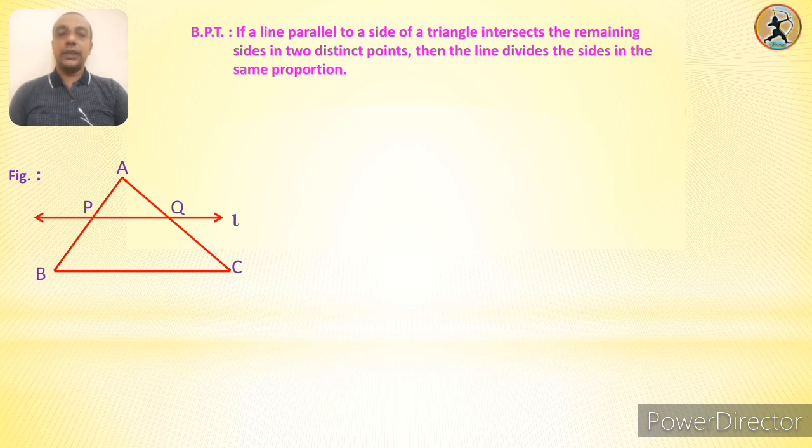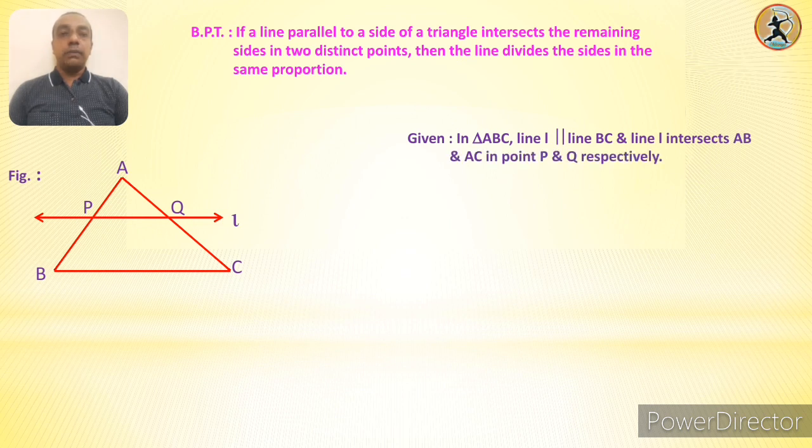Here is a triangle ABC, there is a line L which is parallel to BC and intersecting the other two sides, that means AB and AC, in the points P and Q. So given will be: in triangle ABC, line L, parallel to side BC, intersects AB and AC in points P and Q respectively.